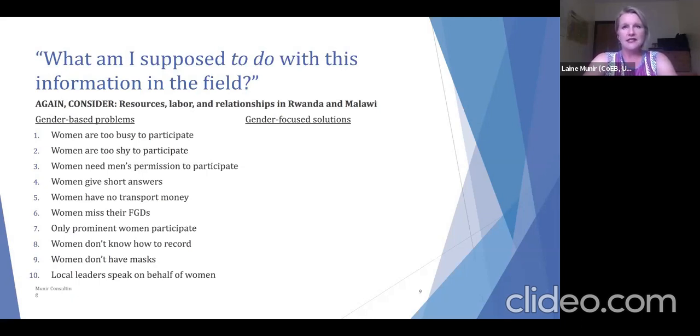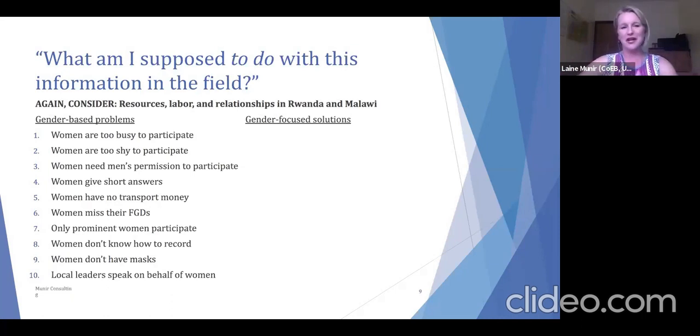Number 4 is women giving really short answers, saying, I don't know, I think so, yes or no, and not feeling like they can or should, or they don't know how to elaborate to give really meaningful answers. And that's the interviewer's job to probe them and help them open up. Women having no transport money, or it's just too far for them to walk. Women just not showing up to focus group discussions, or not showing up to interview for a lot of reasons.